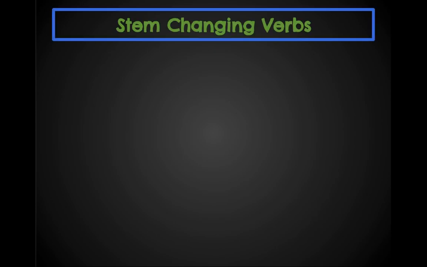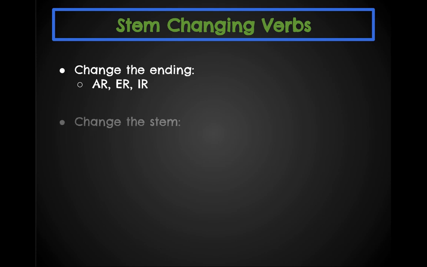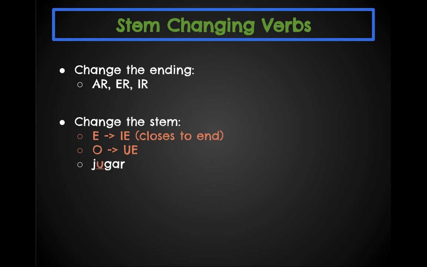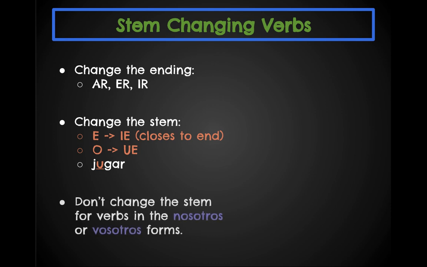Now, the most important thing to keep in mind when working with stem-changing verbs is a three-step process. One, change the ending of the verb. Two, you must change the E to an IE if it's the E closest to the ending. Also, if it's an O, it needs to change to a UE. And the verb jugar, where the U is going to become a UE. And our last thing to remember is don't change the stem at all if the verb is in the nosotros or the vosotros form.